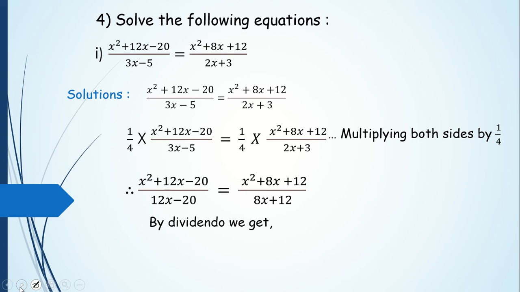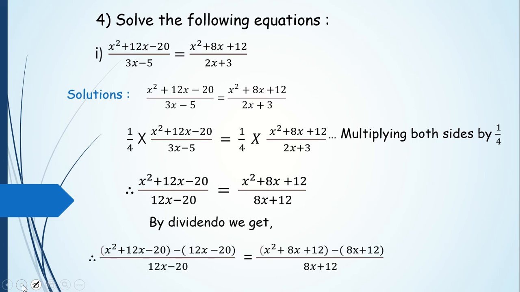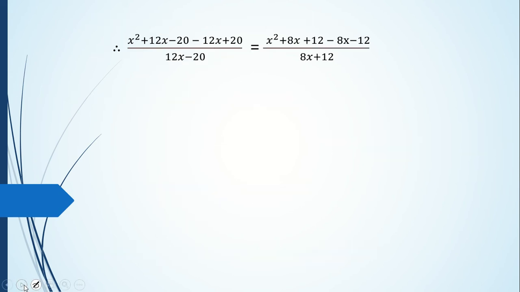We get the entire numerator minus denominator. Dividendo is numerator minus denominator upon denominator, and this side also numerator minus denominator upon denominator. Now we will open the bracket. This will become −12x, this is +20. Here also this is −8x − 12. This is what we get after opening the brackets.